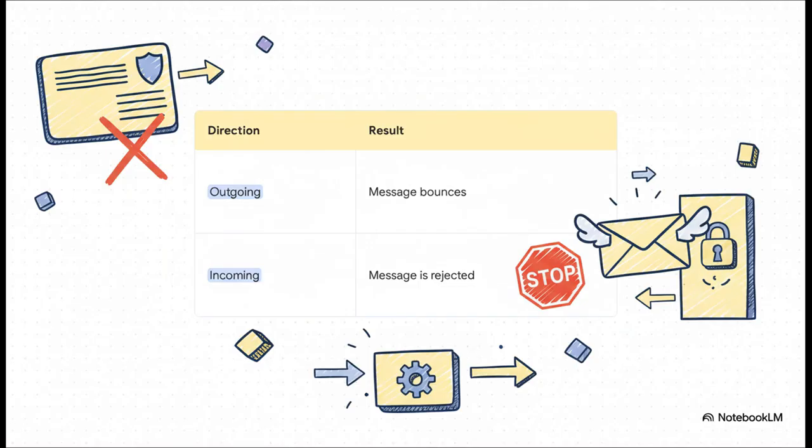So once you turn on TLS enforcement, you're drawing a line in the sand. If you try to send an email to a server that isn't secure, that message is simply not going to go through. It'll bounce right back to you. And for emails trying to come in from an insecure server, they get rejected before they even get close to your inbox. This is your security policy working exactly as it should.